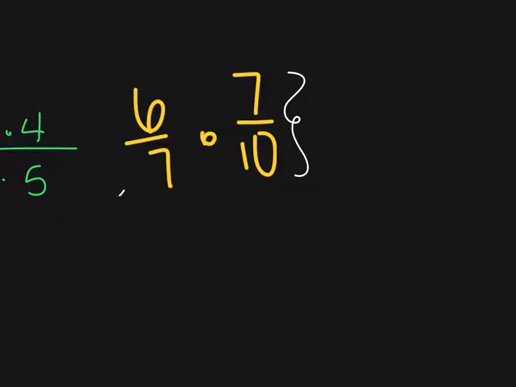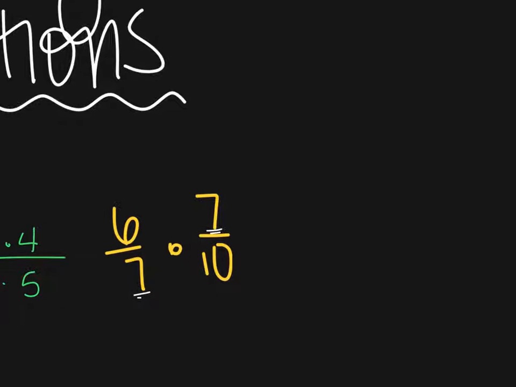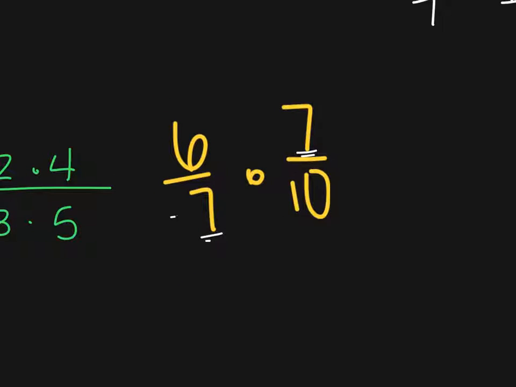However, you can actually simplify going diagonally as well as vertically, just not horizontally. So I will show you what I mean by that. Looking at 6/7 and 7/10, I see that I have a 7 over here and a 7 over here. Well, wouldn't we agree that 7/7 essentially just equals 1? And 1 times anything is itself. So if I divide each of these by 7, I'm going to end up with a 1. So this gets crossed out and this is a 1.